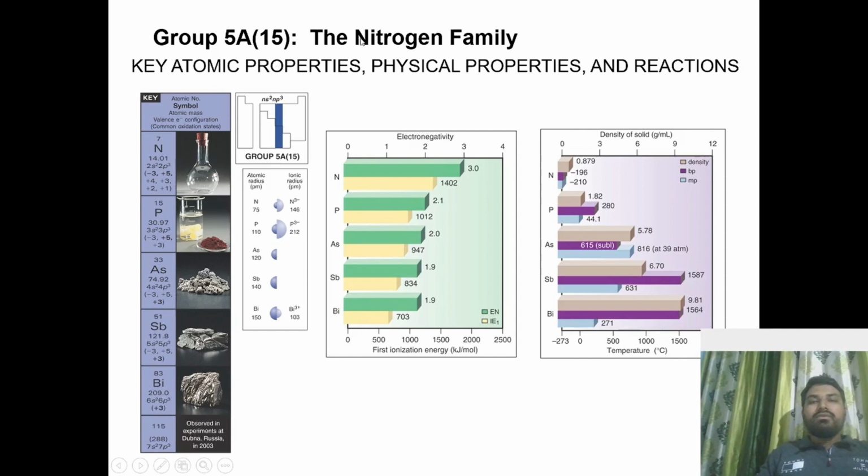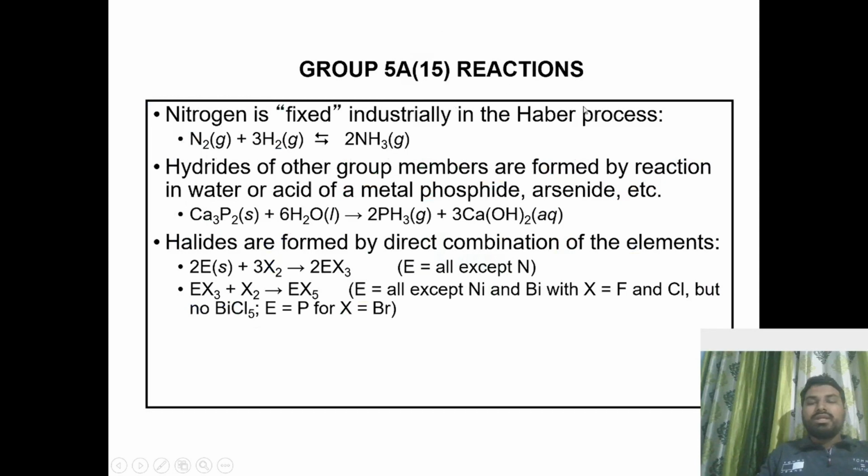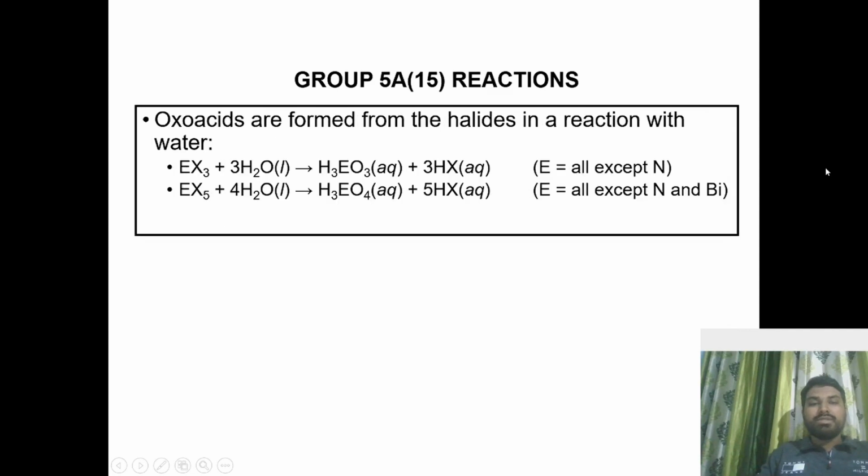These are the nitrogen family, group 15 elements: nitrogen, phosphorus, arsenic, bismuth, antimony. These are the electronegativities, this is the density, and this is the ionic radius of the elements. Now these are the reactions of the nitrogen family. The Haber process is common, which is fixed in industrial processes, where nitrogen gas and hydrogen are combined to form ammonia. This is known as the Haber process.